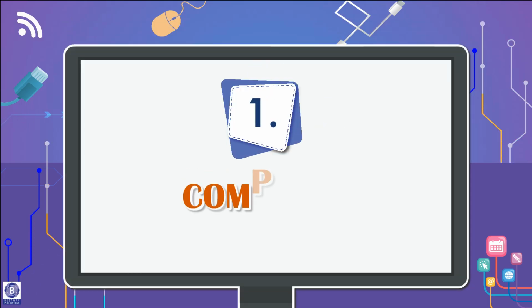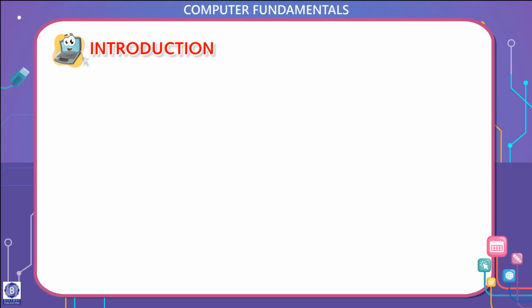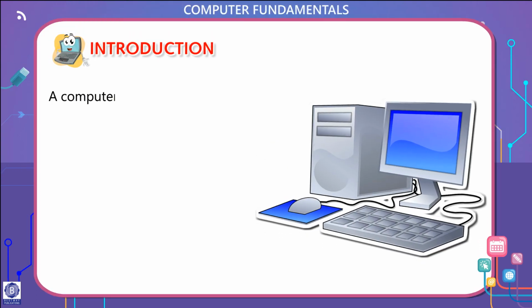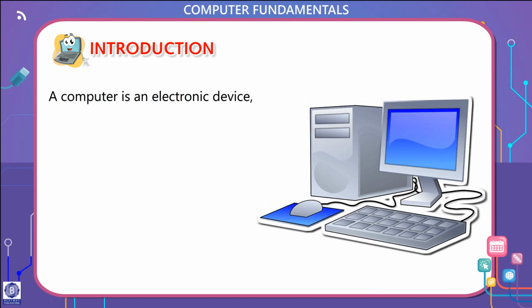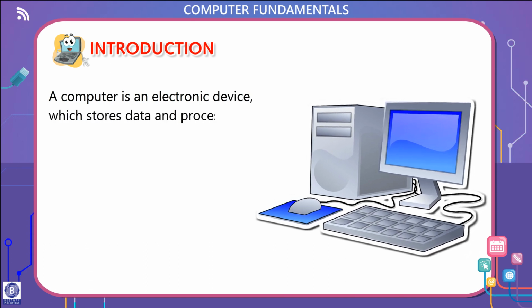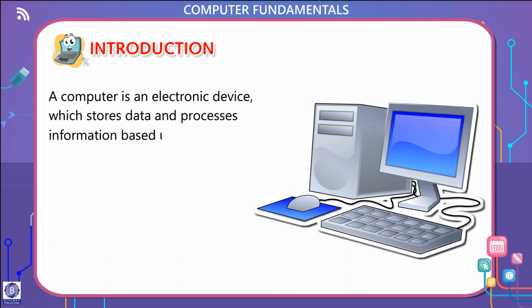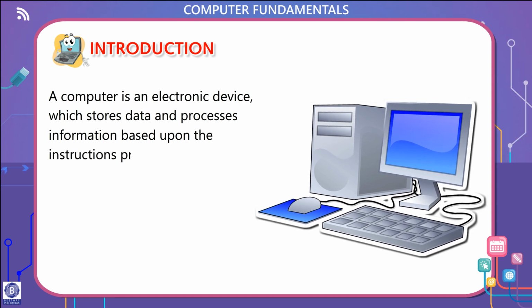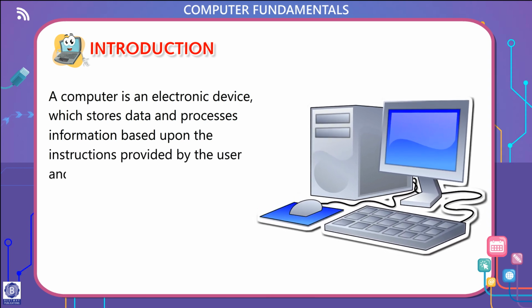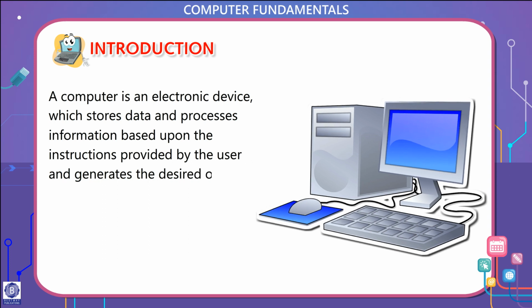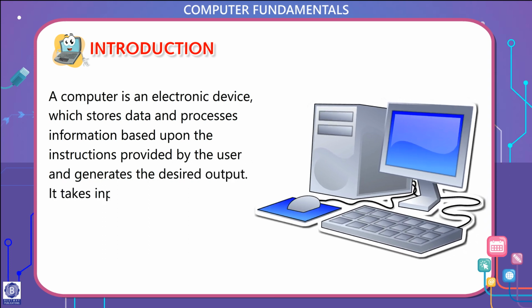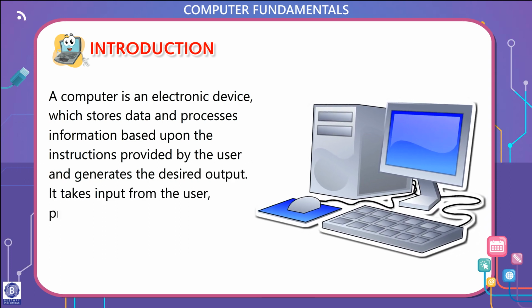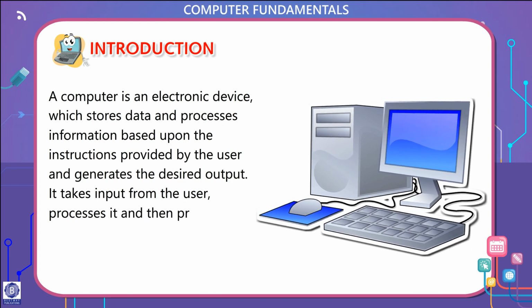Chapter 1: Computer Fundamentals. Introduction. A computer is an electronic device which stores data and processes information based upon the instructions provided by the user and generates the desired output. It takes input from the user, processes it, and then produces output to the user.